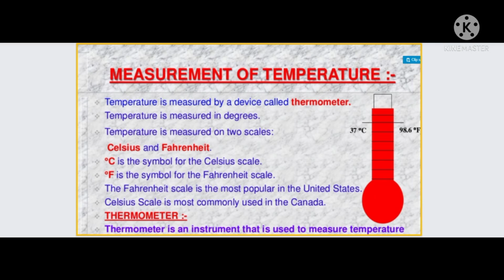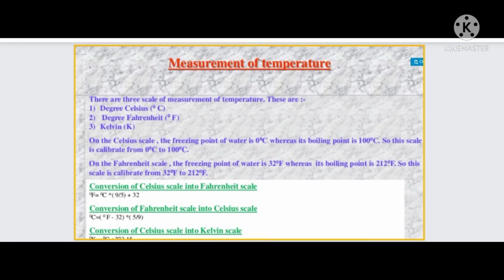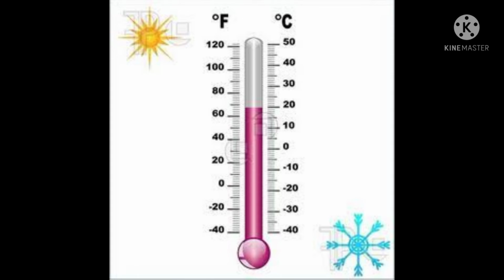Thermometer. A thermometer is an instrument that is used to measure temperature. So, we have discussed that there are two units of temperature, degree Celsius and Kelvin. We find that many of the physical properties of different materials change with change in temperature. We can therefore use these properties for measuring temperature.